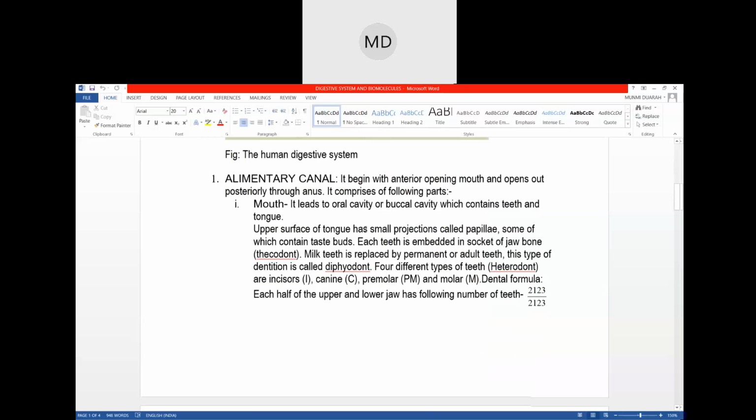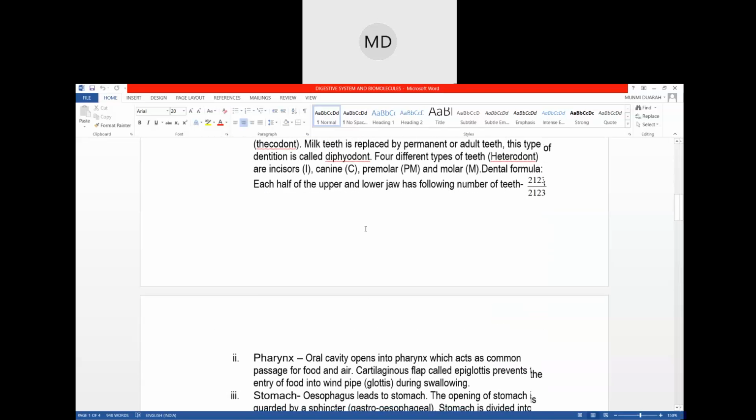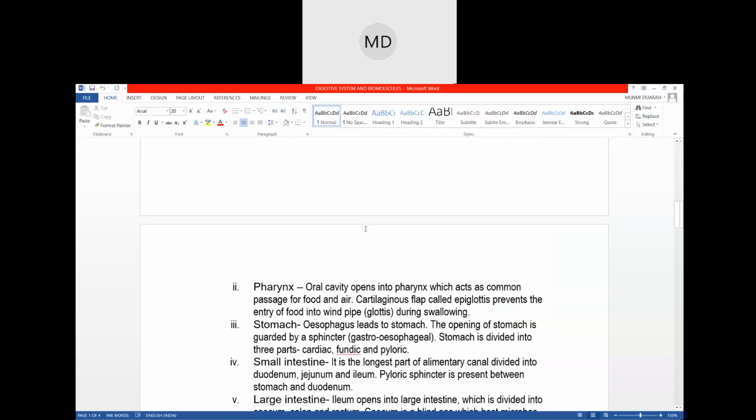The function of the epiglottis is that it prevents the food from going into the wrong pipe, meaning the windpipe, because the food needs to go into the food pipe only, not the windpipe. So in the pharynx the epiglottis is there, and then comes the stomach.